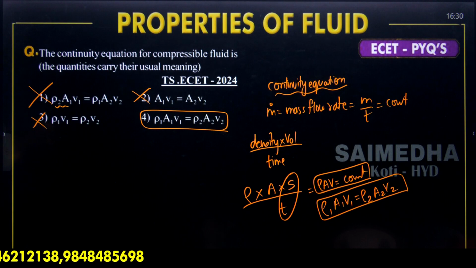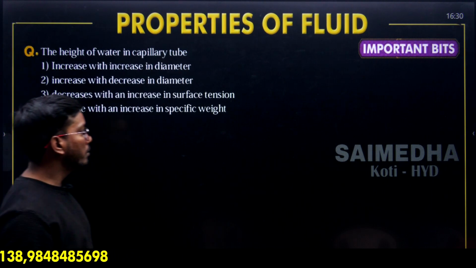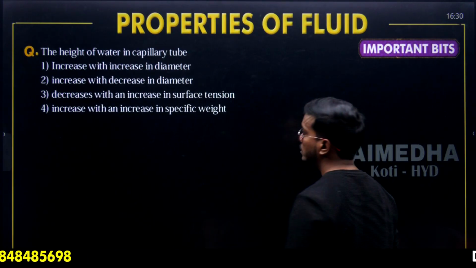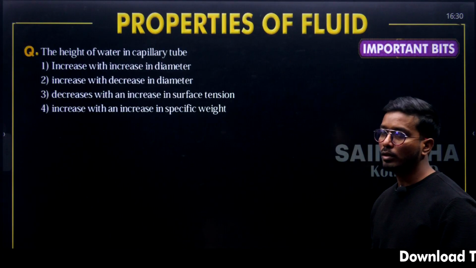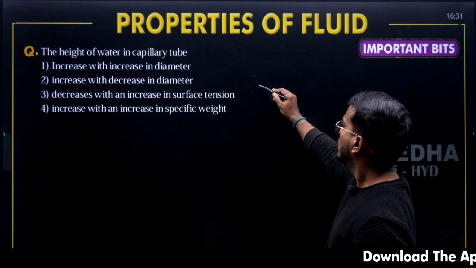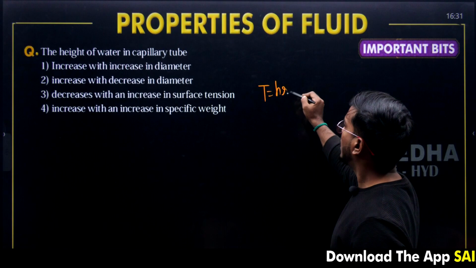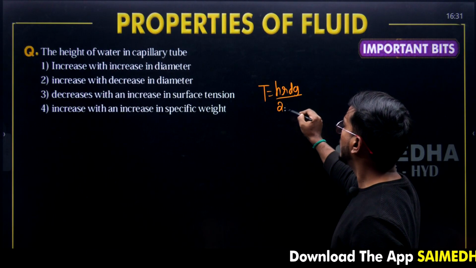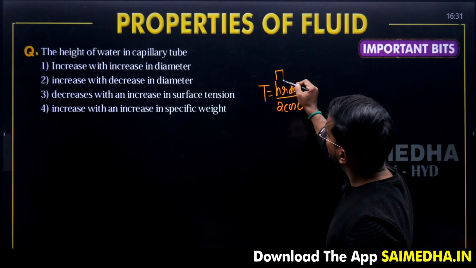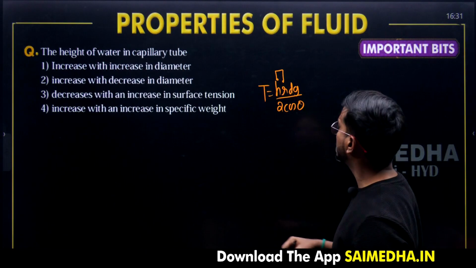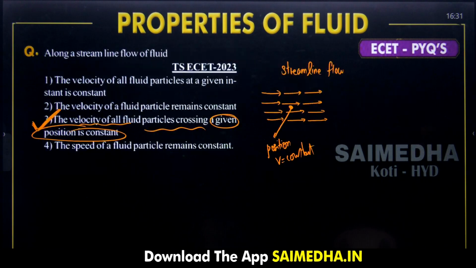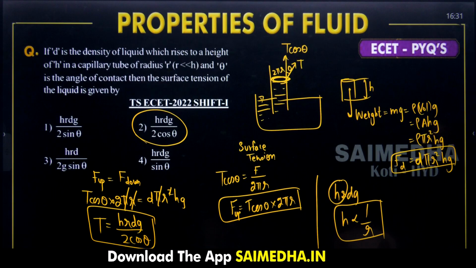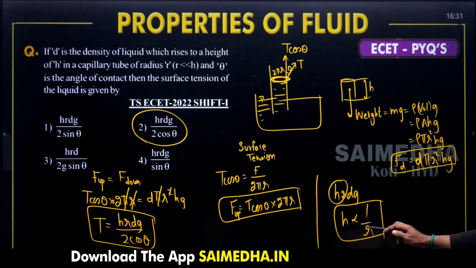The next question given on the board is an important bit. It is an expected question in the examination: the height of water in a capillary tube. What is the formula? Surface tension is equal to h r d g divided by 2 cos theta. Now what is the relation between h and r? I have already given this relation when we discussed the derivation. H and r are inversely proportional.